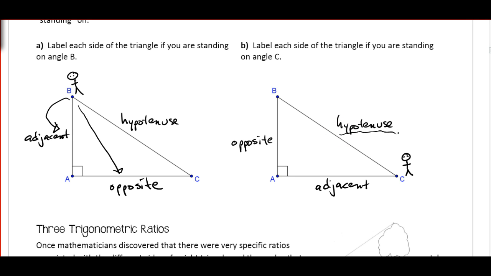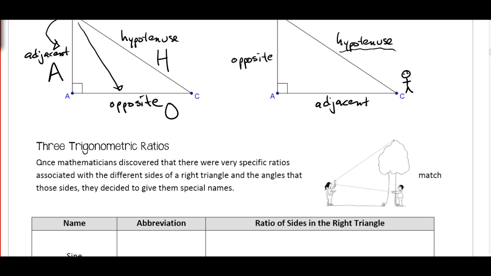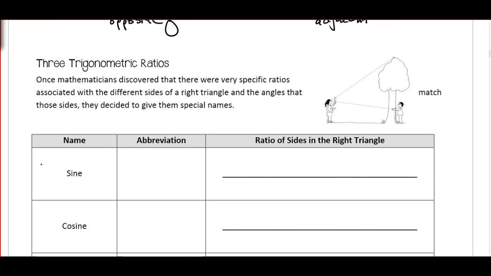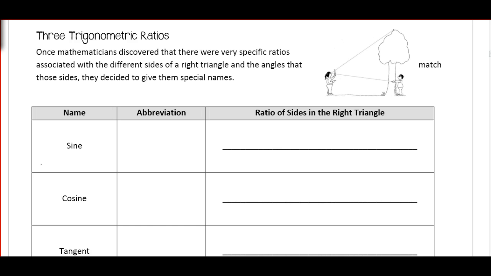Okay, and a lot of times I'll just use H, O, and A to label the sides. Alright, so make sure that you're starting to learn that when I use H for hypotenuse, O for opposite, A for adjacent, it's just a little shorthand to make life easier for us. Okay, so if you have any questions about opposite and adjacent and how to figure out what they are, make sure that you figure that out, because that's one of the most important things in this lesson.